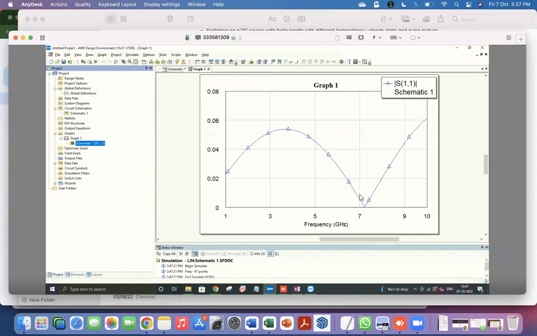Okay, so it's showing a reflection coefficient of something which is fairly small. Look at the axis, it's 0.02 and 0.06. And it's changing as a function of frequency. And it's actually reaching 0 at this particular point. So does this mean that the transmission line is 50 ohms?